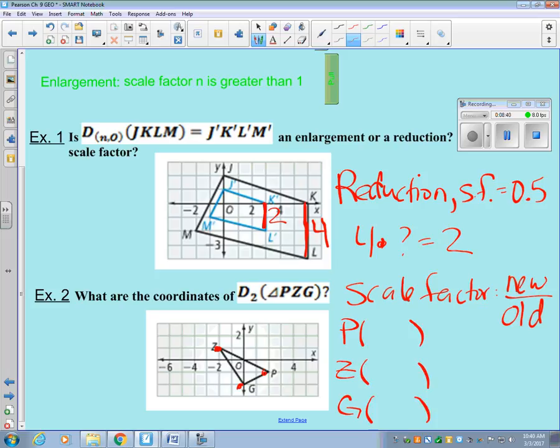So my coordinate P is over 2 down 1. My coordinate Z is -2 up 1. And G is over 0 down 2. To dilate it by a factor of 2, I am just going to multiply each of these coordinates by 2.